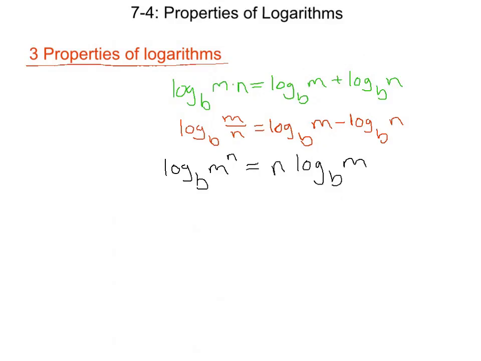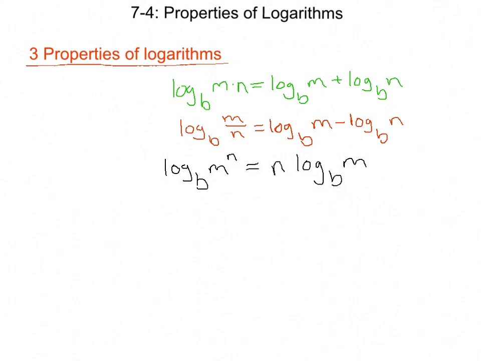Hello, today's lesson is over section 7.4 of the book, Properties of Logarithms. And there's three main properties that we're going to talk about today. They're called the product property, the quotient property, and the power property. Okay? So all these have to do with terms of logarithms.